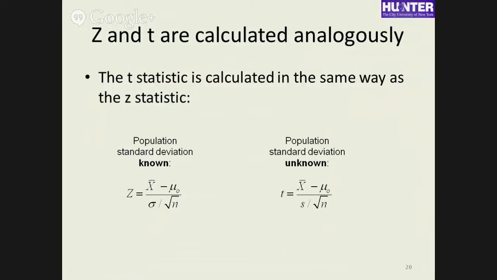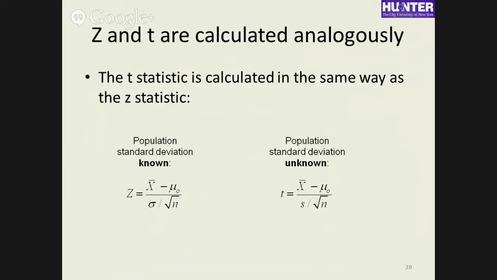So just to repeat the comment, we use Z when the standard deviation of individuals in the population is known. We use T when it's not known and it's estimated instead from the sample.